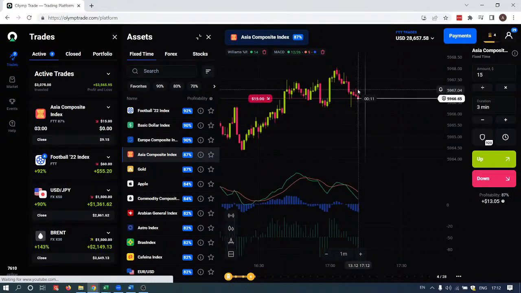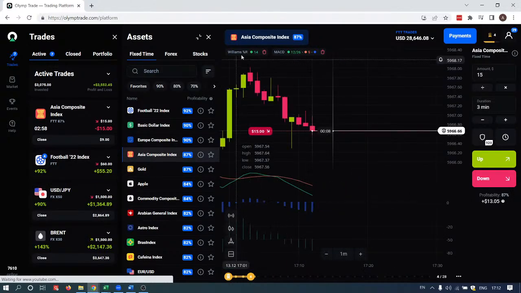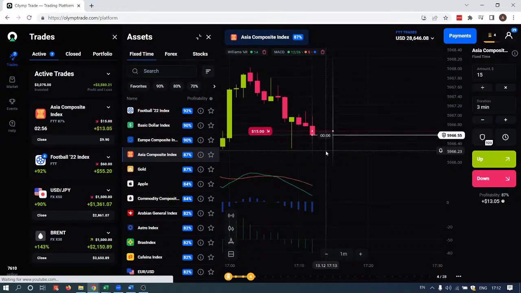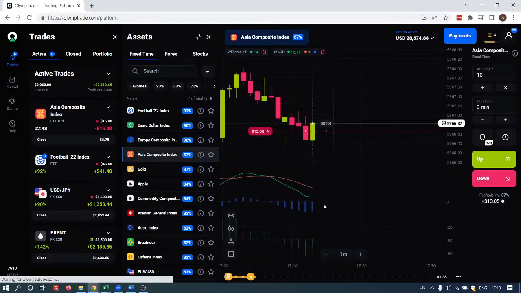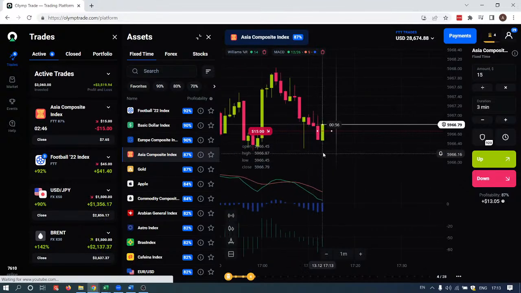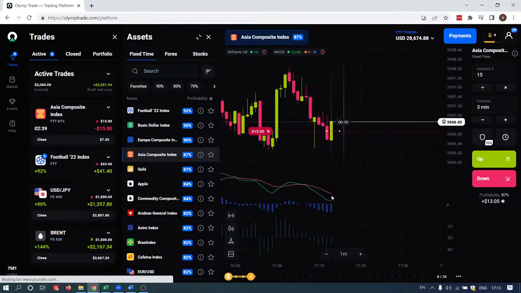Okay, so another signal appears on the Asia Composite Index, and on this index we can clearly see that both histograms of these two indicators look downwards, they are under their midlines, and that is a bearish signal, or a downwards signal, for both indicators. And basically this combined signal gives us the chance to open down trades.